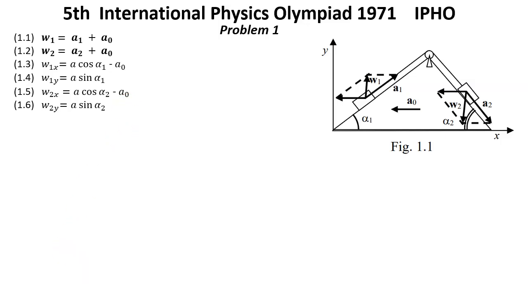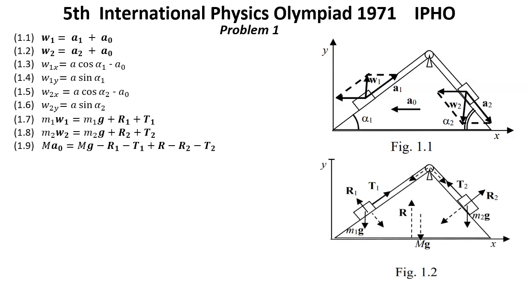The equations of motion for the blocks and for the prism have the following vector forms. For body 1 we have equation 7, this one. For body 2 we have this one, and for equation 9 we have this one. That's for the prism. The forces of tension T1 and T2 at the ends of the thread are of the same magnitude T, since the masses of the thread and that of the pulley are negligible.